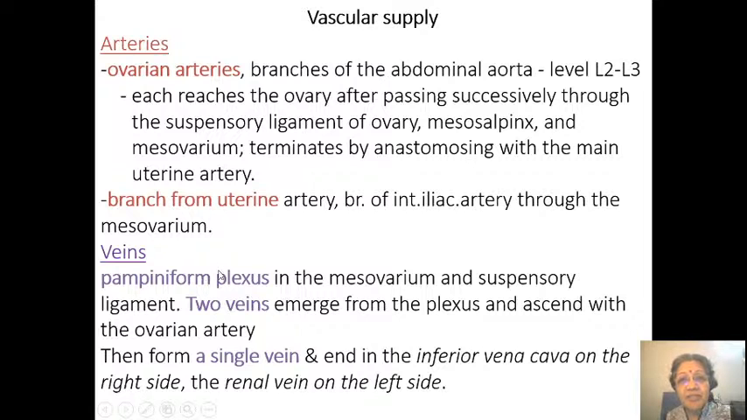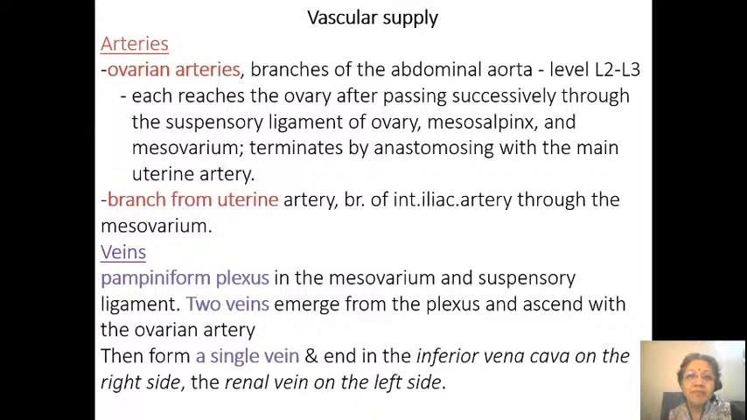The veins are different. They're similar to testis. If you remember, the testis had a pampiniform plexus. So the veins of the ovary are also a pampiniform plexus, which are in the mesovarium and suspensory ligament. From them, two veins will constitute. All of them join up and form two veins which emerge and ascend along with the ovarian artery back towards the inferior vena cava. They form a single vein, a single ovarian vein, and they end in the inferior vena cava on the right side, but on the left renal vein on the left side, just like the testicular vein distribution.